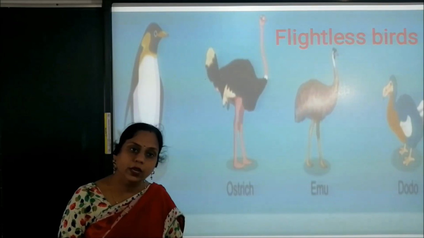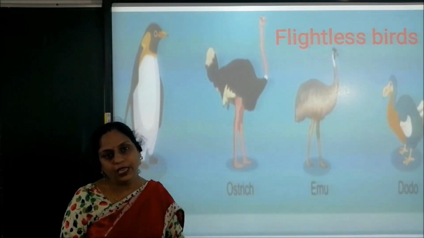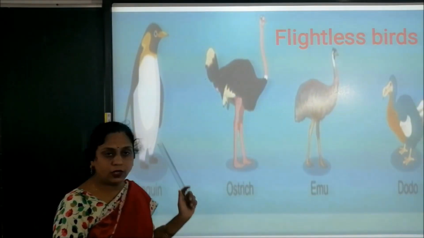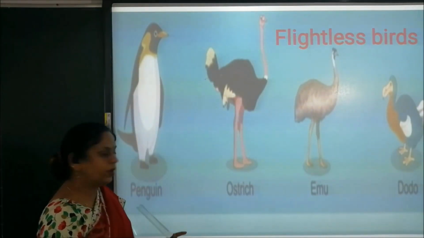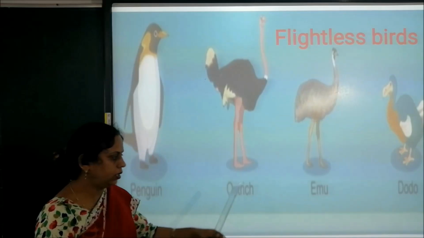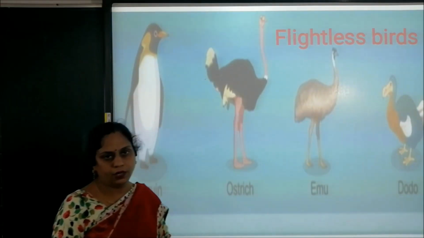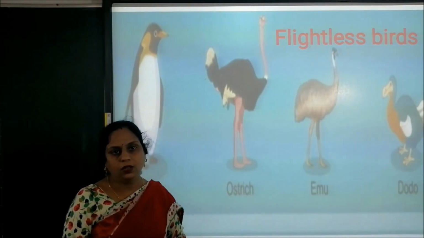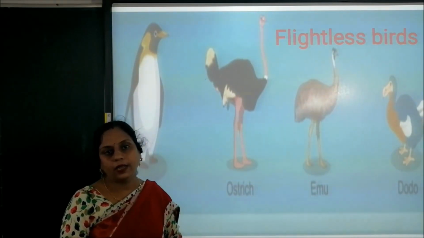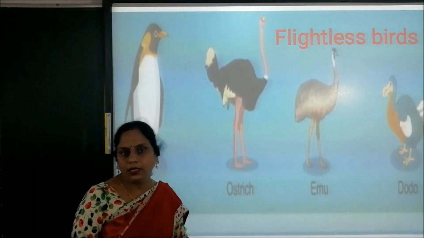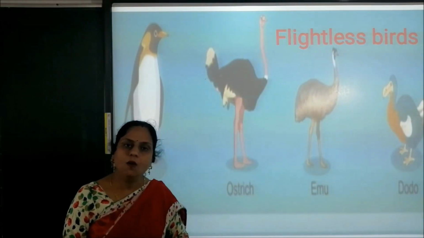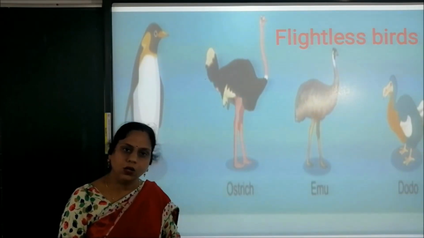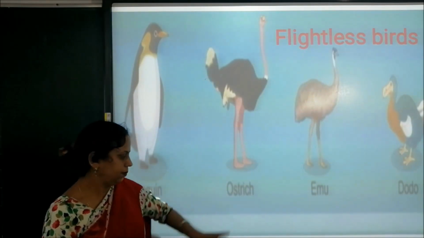Why? Due to their heavy weight and weak wings. Those birds are called flightless birds. As you can see in the picture, for example, penguin, ostrich, emu, dodo. All these birds are heavy in weight and they have weak wings. So they are not able to fly. That's why these birds are called flightless birds. So these flightless birds move by running, swimming or walking. And these birds are also called the exceptional birds.